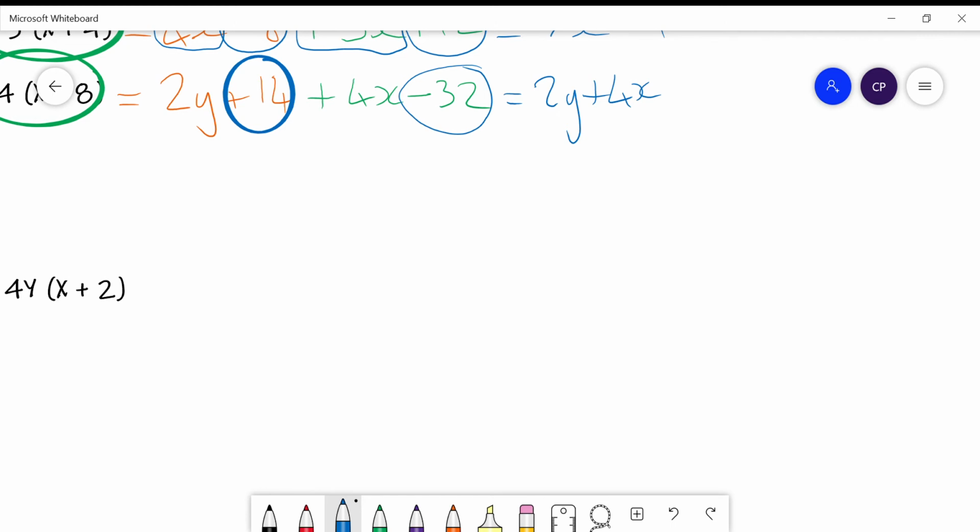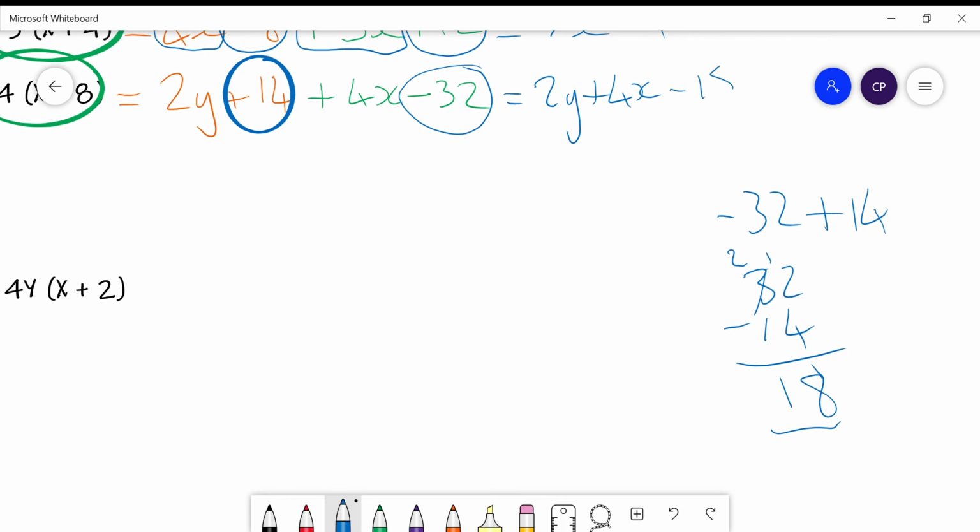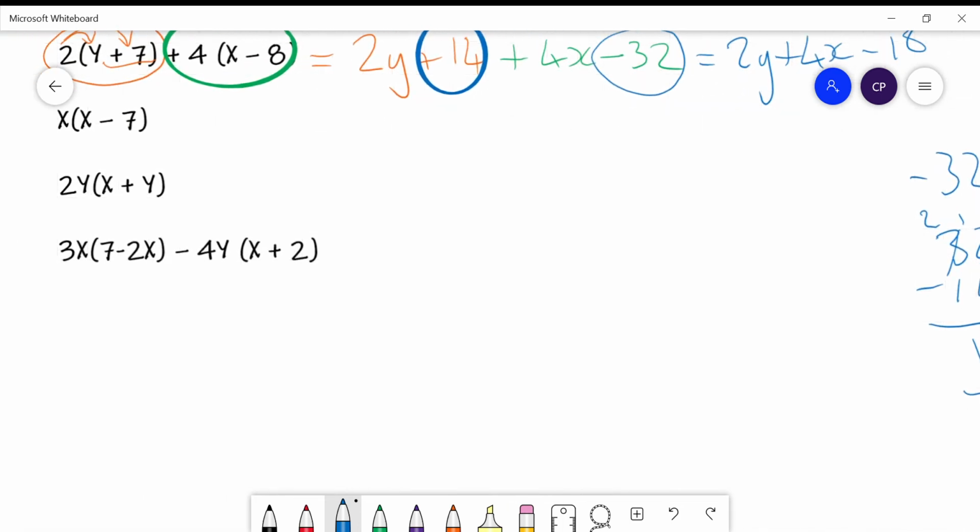So, negative 32, and I'm going to add on 14. So I'm going up the number line 14 places. So what I'm probably going to want to do is see how far up the number line that will get me. So I'm going to need to borrow one from here. So that can leave me 8 here and 1 here. So it's going to get me to 18, but it's still giving me negatives. So it's negative 18. That was a tricky one. There's a lot to do there. Okay, let's have a look at the next one.